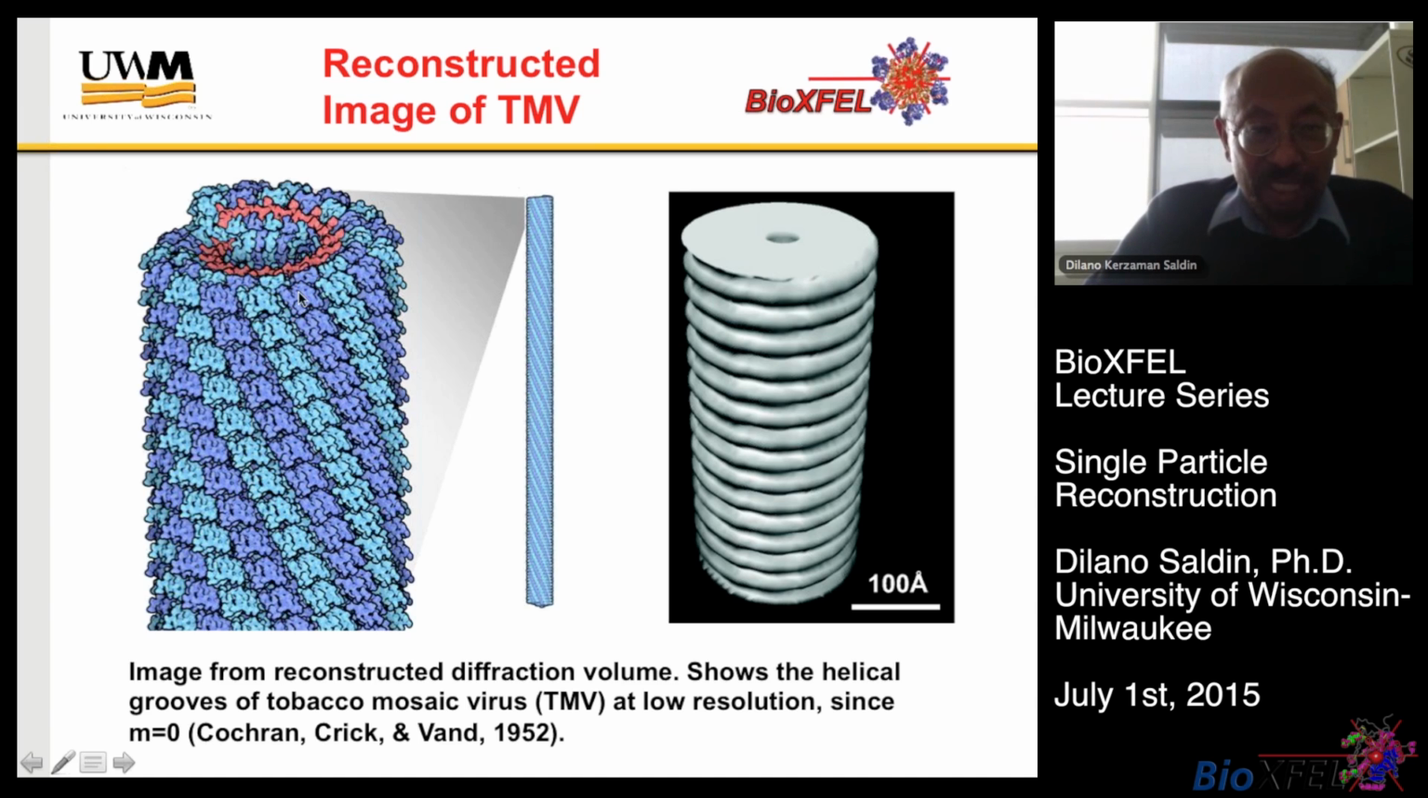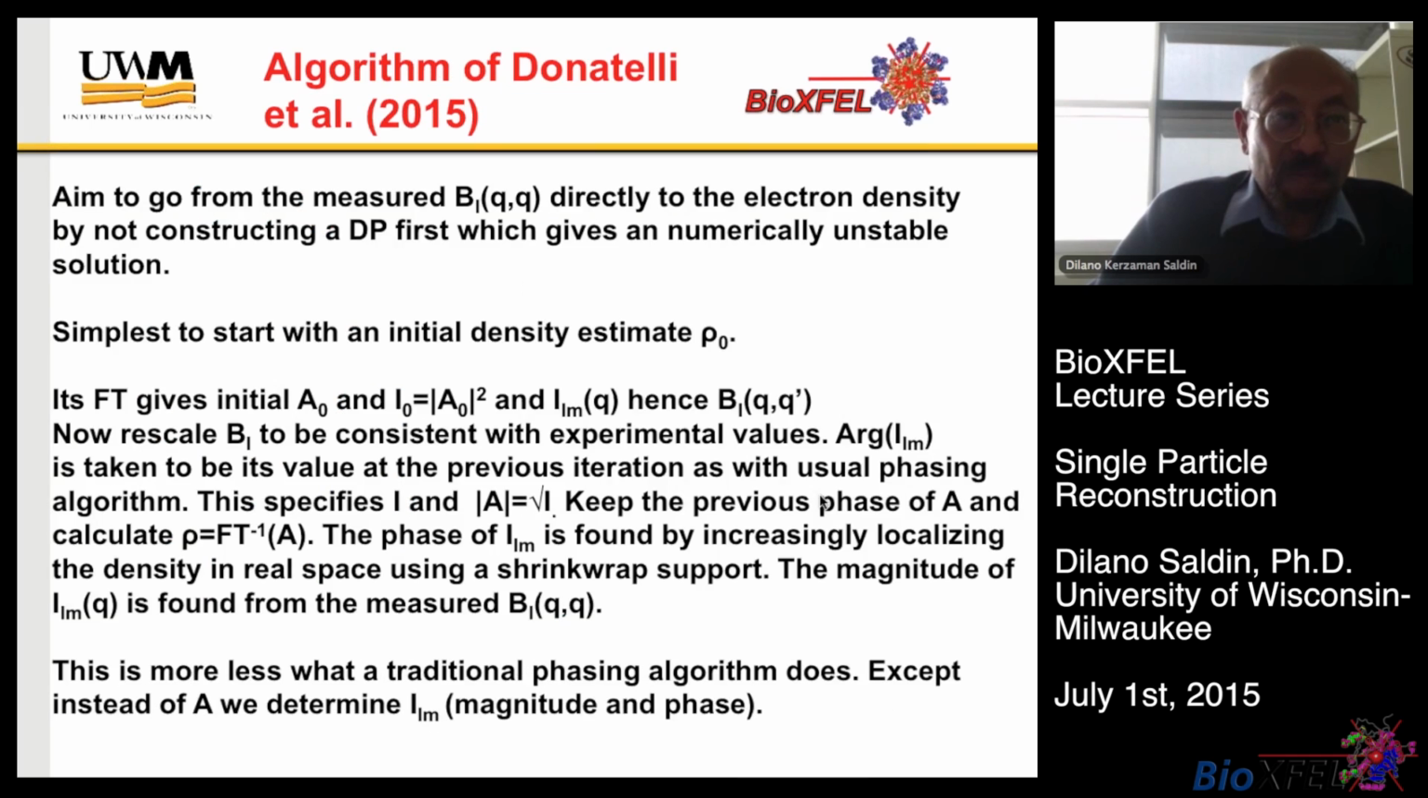So this on the left-hand side is the known structure of this virus, and the right-hand side is what we are getting, and I think it's a fairly good approximation to that. But we're working on improving that. Now, I wanted to mention one thing. There has very recently been an algorithm which supposedly goes directly from the experimentally measured quantities, the B's, to an electron density estimate of the sample.